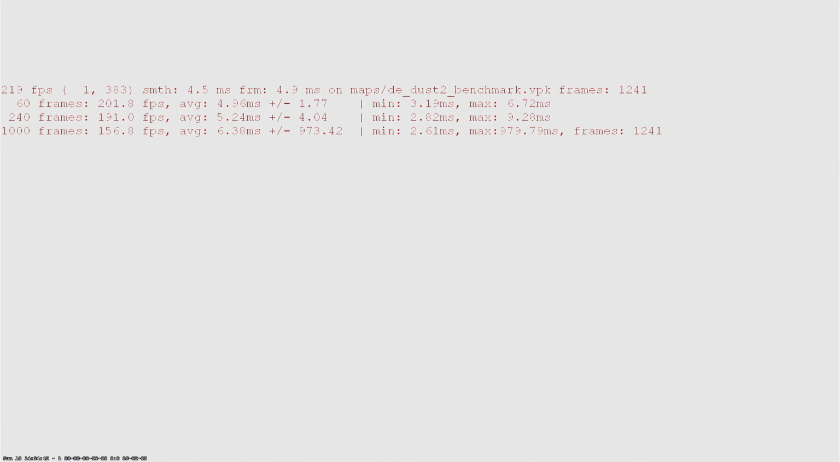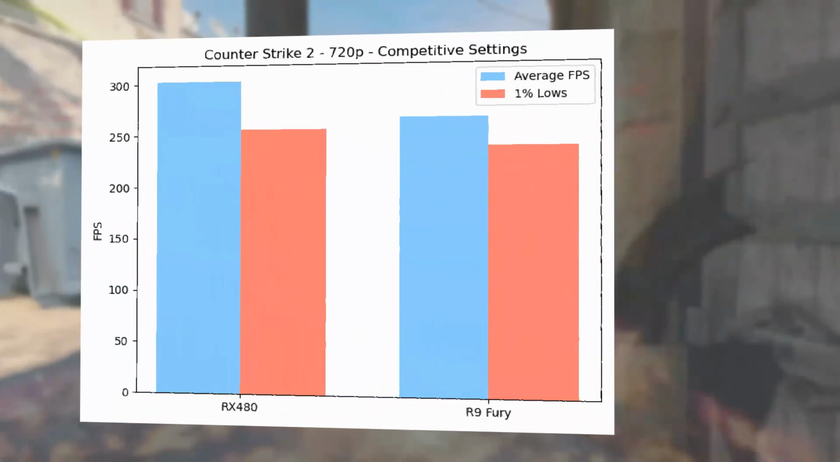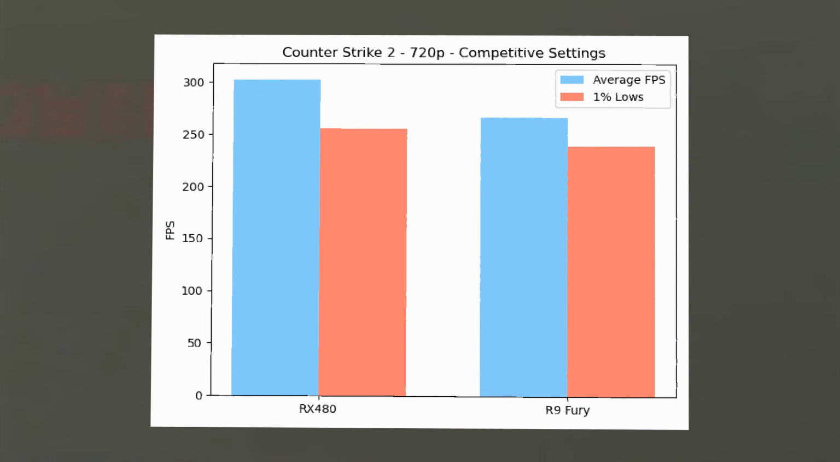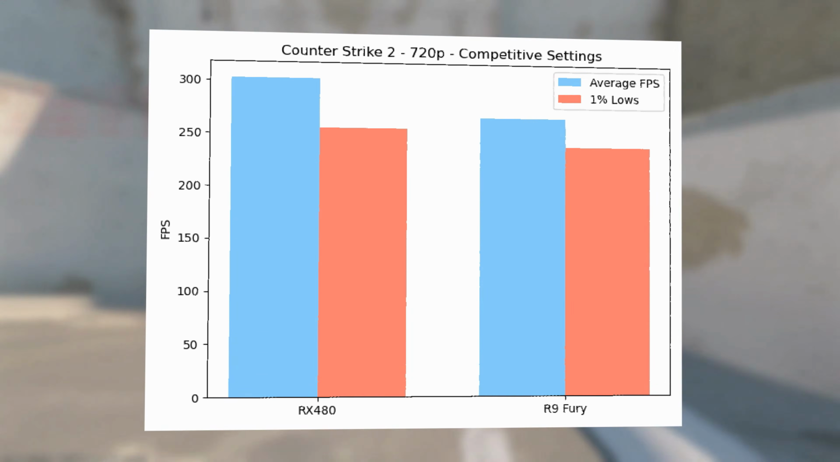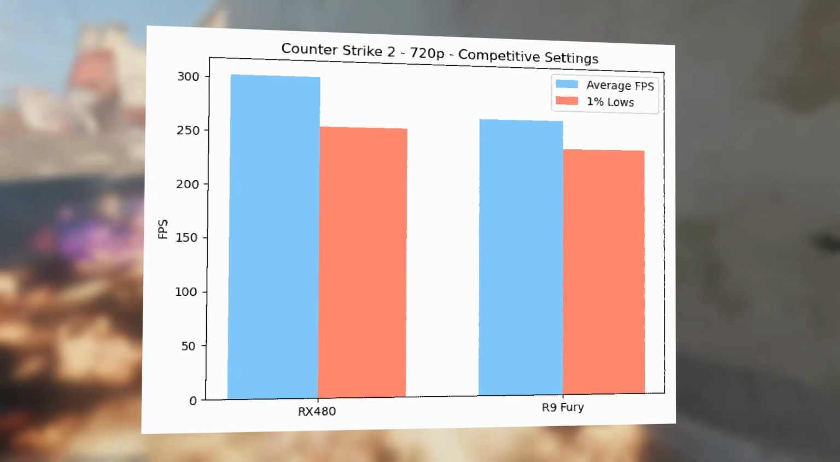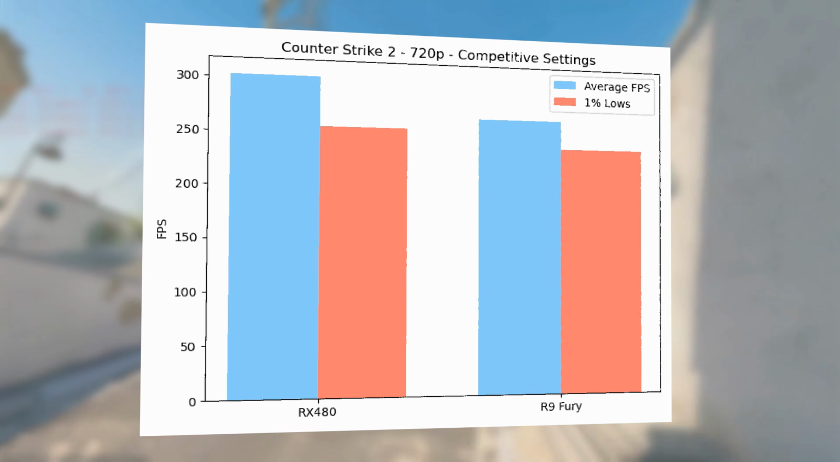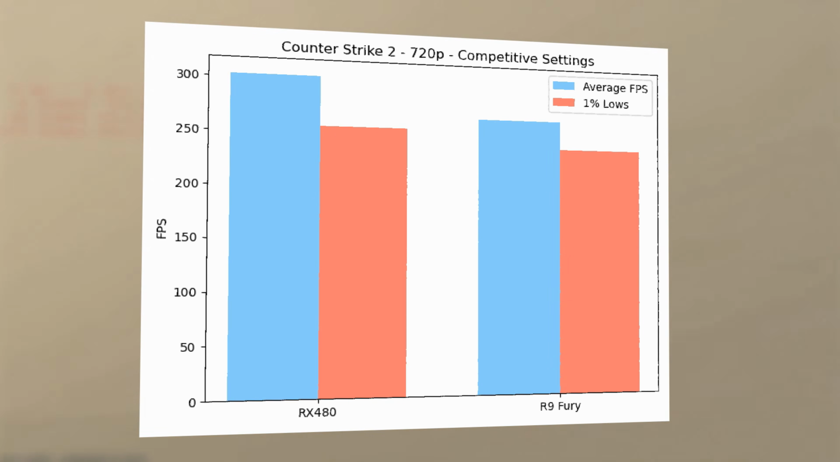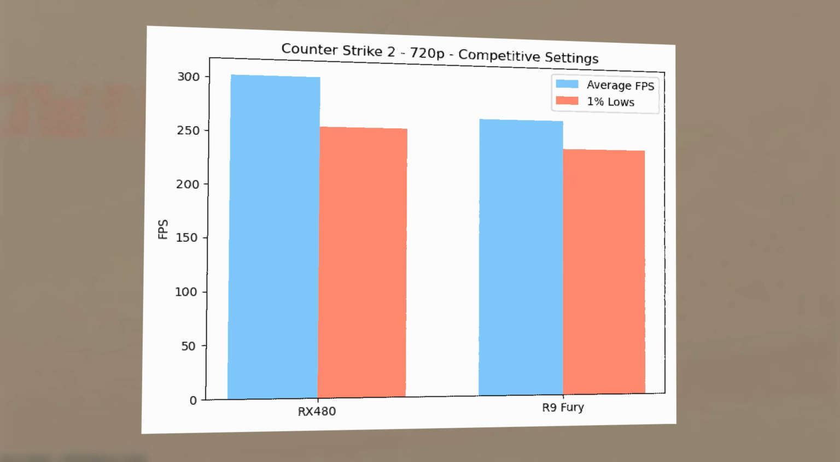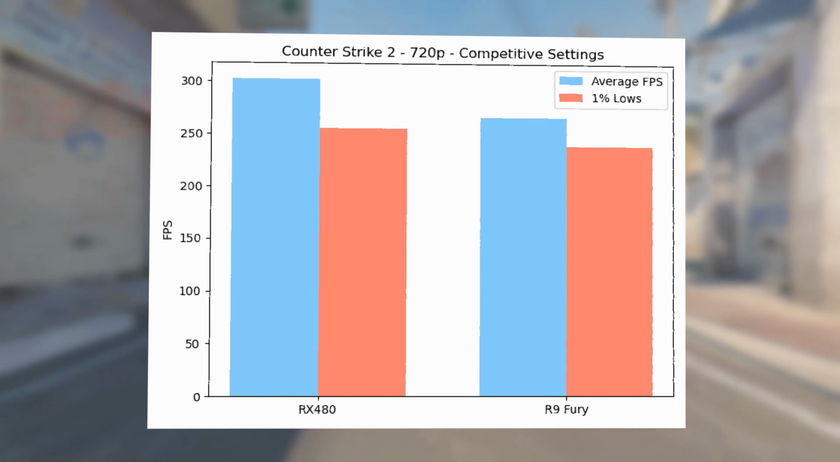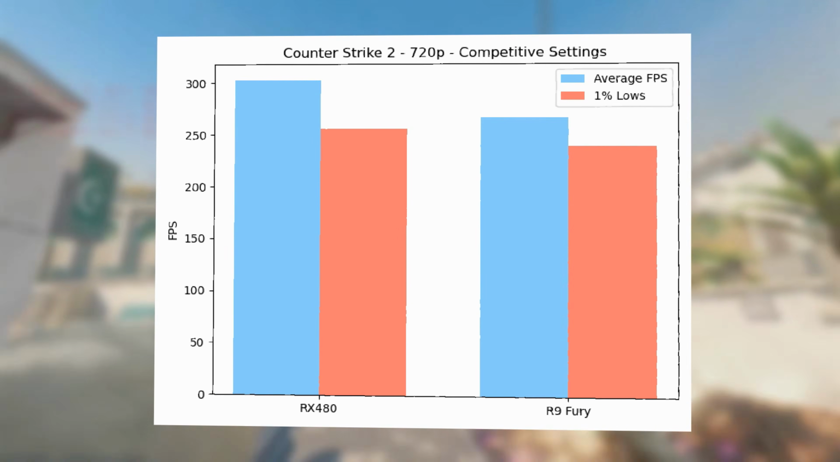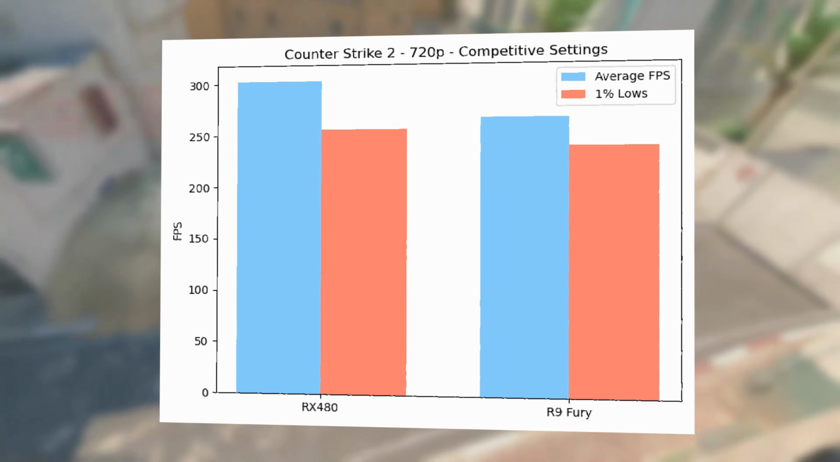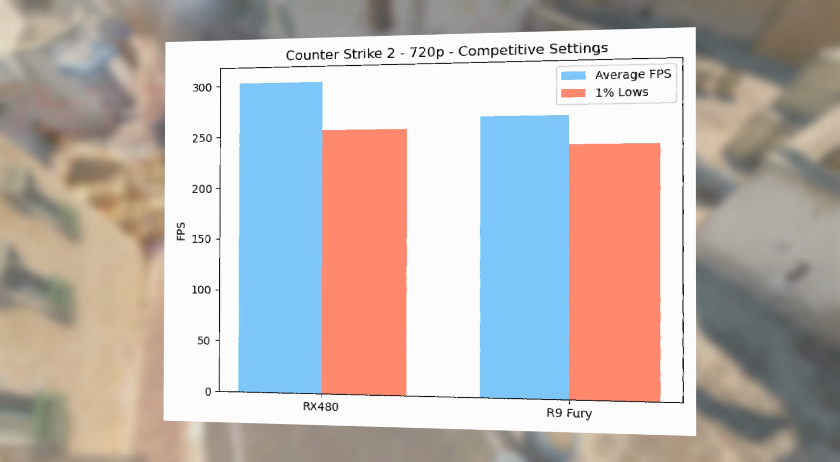Launching up Counter-Strike 2 with a mixture of competitive settings in 720p once again sees that both cards are capable of delivering really high frame rates, and whether it's to do with drivers or the overheads with them, it does seem that the RX 480 does take the win here. I mean, we're talking about 250 FPS versus just shy of 300, with decent frame times across both of them. In fact, the R9 Fury did actually have better frame times in 720p.